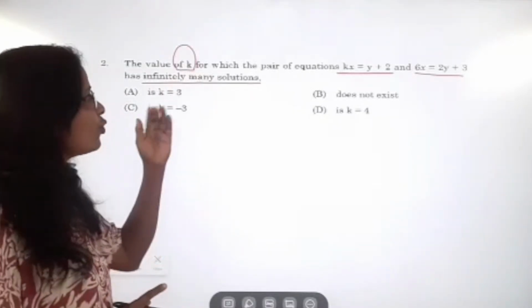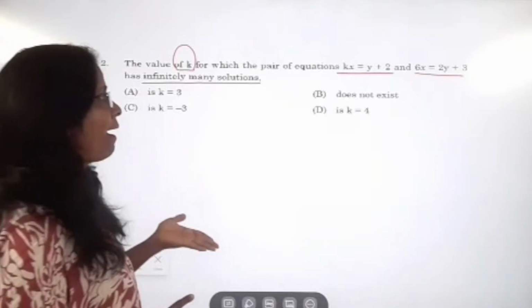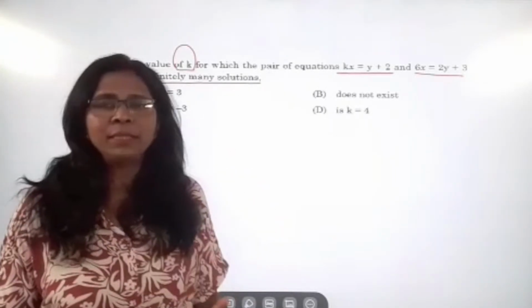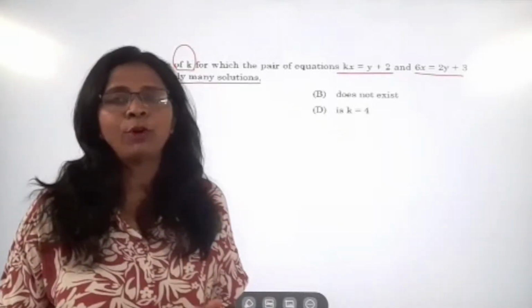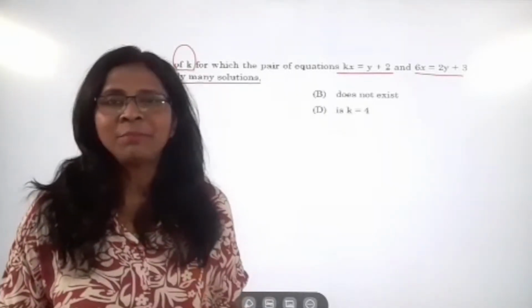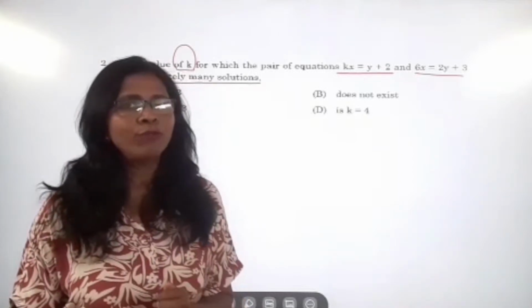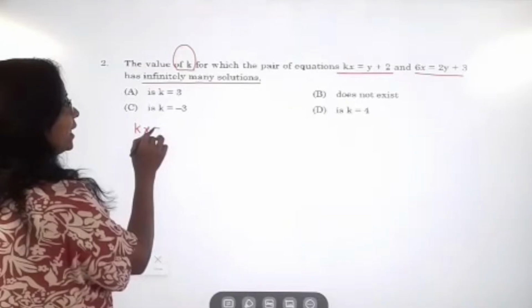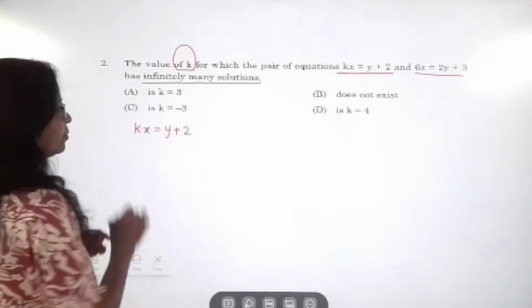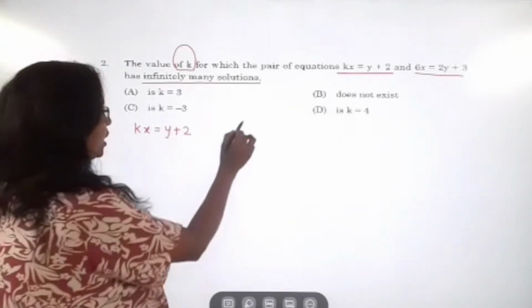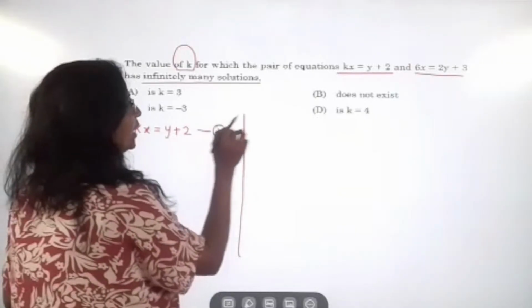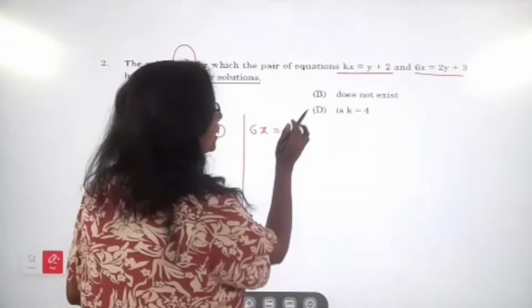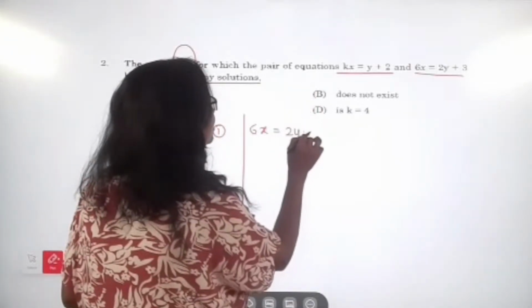So here the two equations are a pair of simultaneous equations. These equations are simultaneous equations which are of the form ax plus by plus c is equal to 0. So now here students, first we write down kx is equal to y plus 2. That means the first equation. Then here students, the next equation is 6x is equal to 2y plus 3.